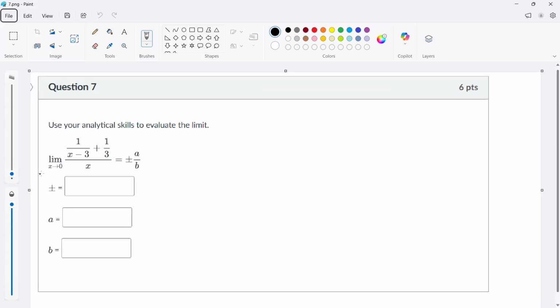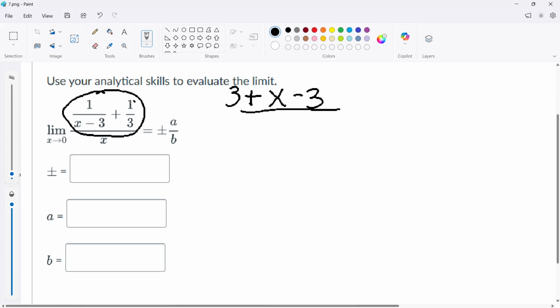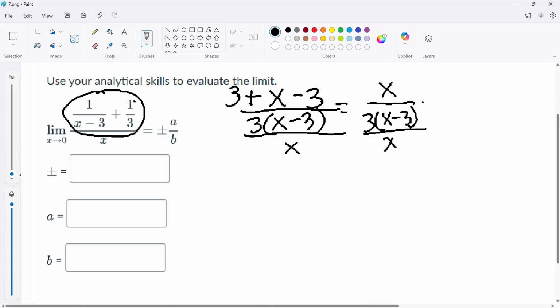Okay, here's 7. Use your analytical skills to evaluate this limit. Well, on top, I have 2 fractions, so I'm just going to cross multiply and then use the whole thing as the denominator. So 3 times 1 is 3, plus 1 times x minus 3, divided by 3 times x minus 3, all divided by x. 3 minus 3 is 0. This is x over 3 times x minus 3, divided by x, which is multiplied by 1 over x. The x's cancel. This is 1 over 3 times x minus 3.